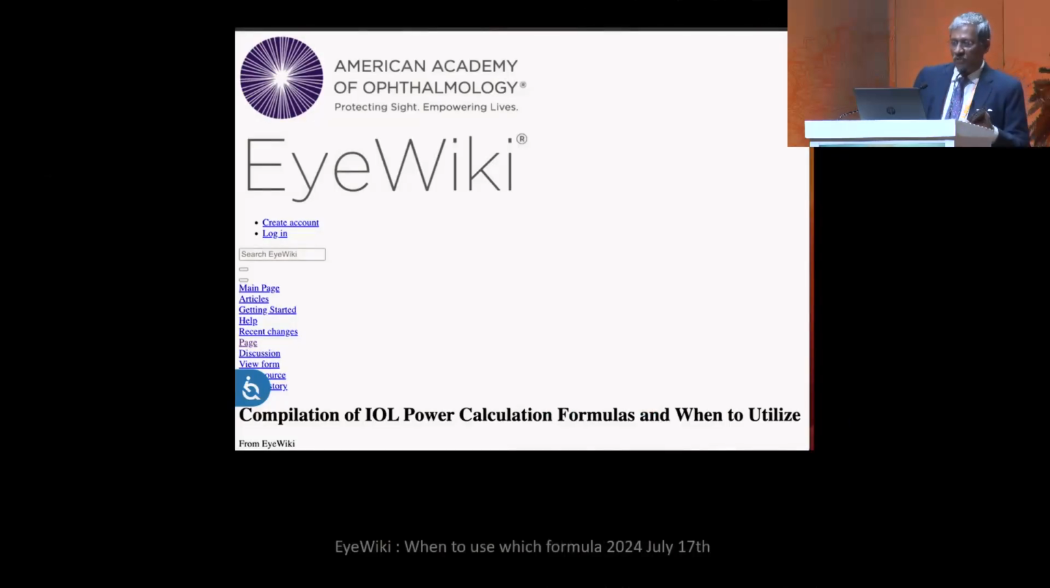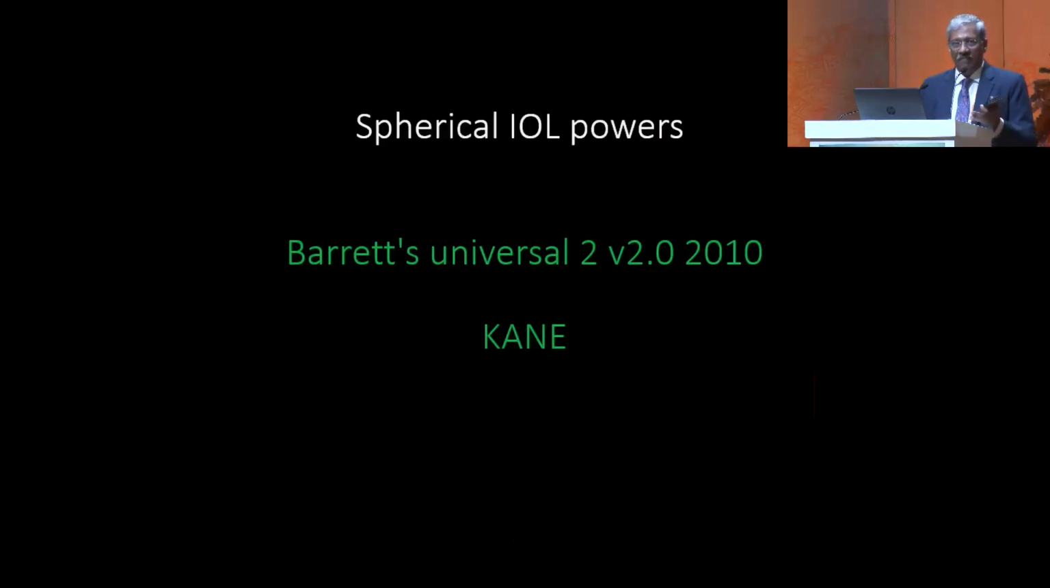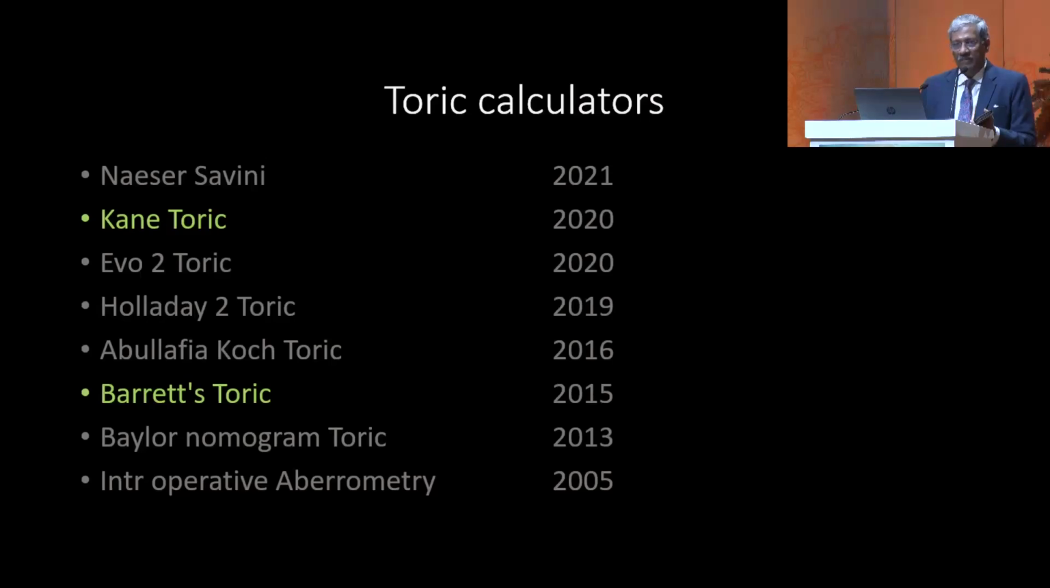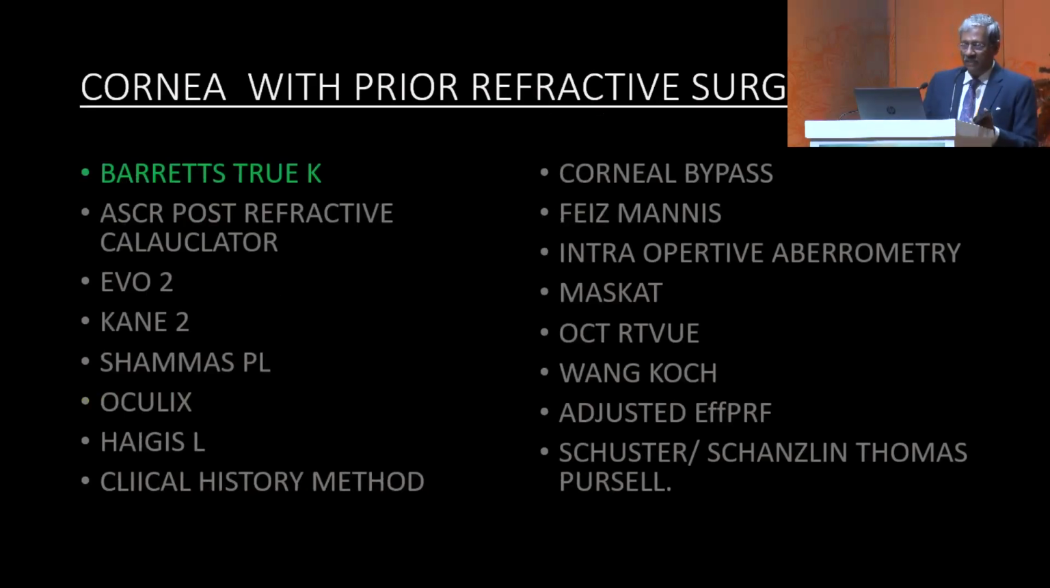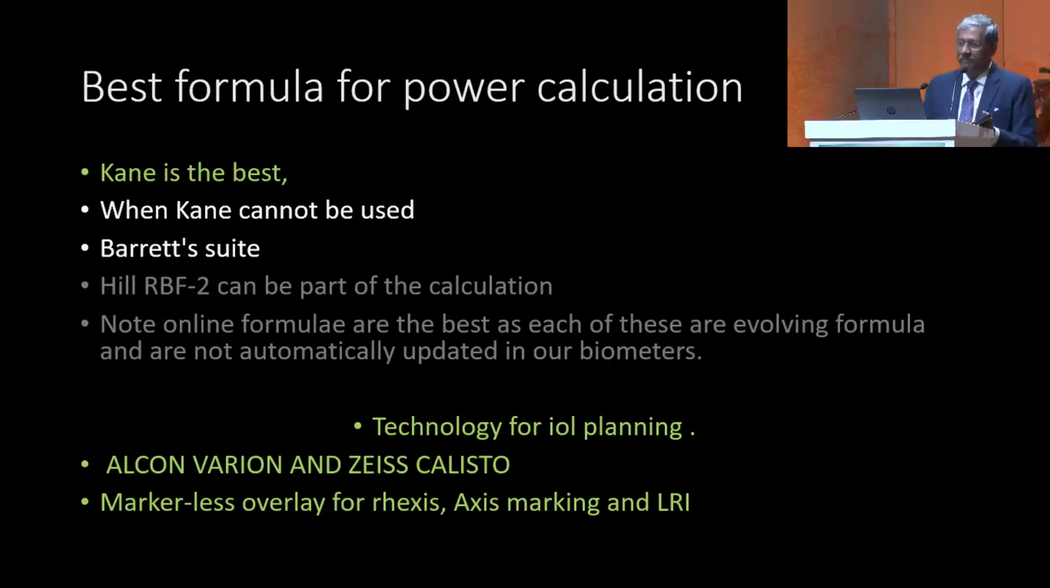In 2024 July, there's a compilation of IOL power calculation formulas and when to utilize them in iWiki, and it made our work much easier. So for all spherical IOL power calculations, please use Barrett Universal 2 or a Kane formula. Among the various toric calculators, Kane toric and Barrett toric give you the best results. In cornea with prior refractive surgery, please choose Barrett's TrueK formula.